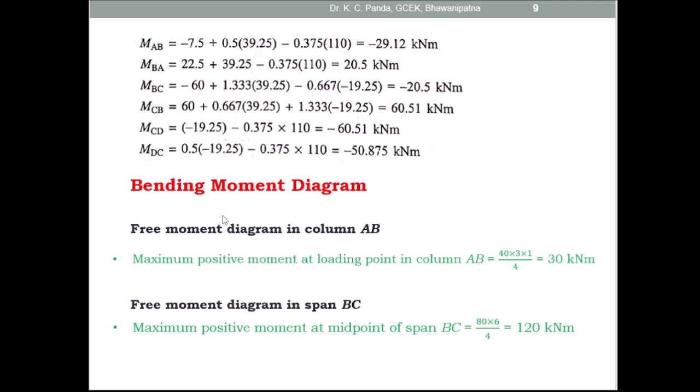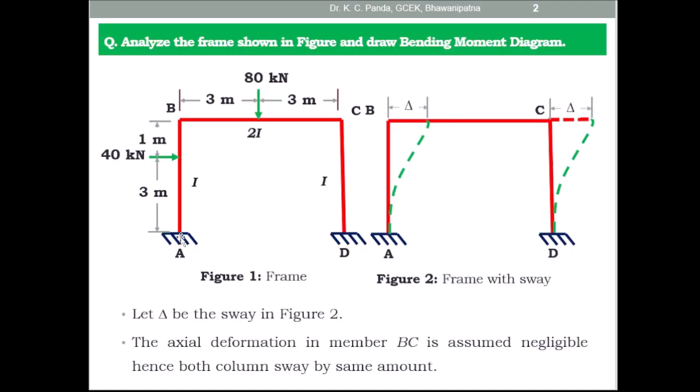Then draw the bending moment diagram. For the bending moment diagram, these are the support moments, and you have to find out the free moment, that is the positive moment due to the external loading. So first find out the free moment in column AB. So this is column AB. Due to this load, find out the free moment or positive moment.